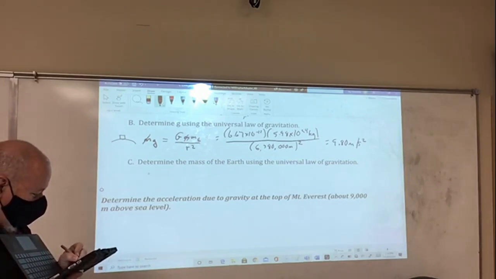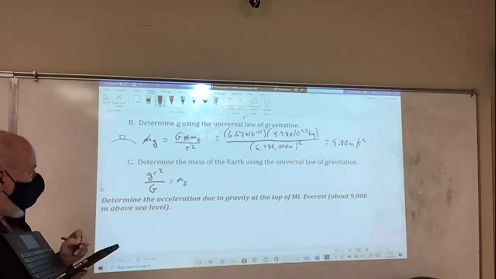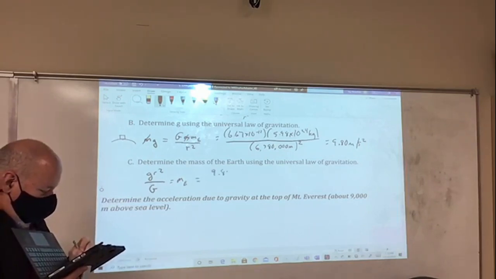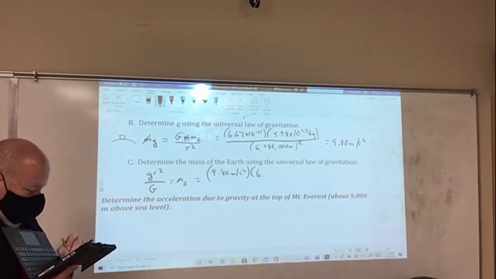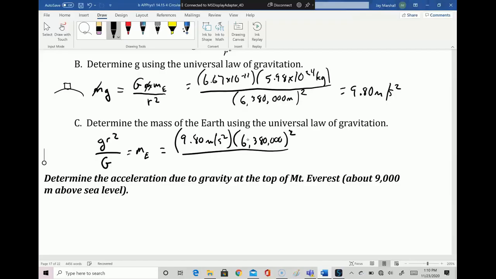So if I say g R squared divided by G equals the mass of the Earth, right? I'm just rearranging this. Equals 9.80 meters per second squared times 6,380,000 squared divided by 6.67 times 10 to the negative 11th. And you know this is going to work, right? So it should give you 5.98 times 10 to the 24th.